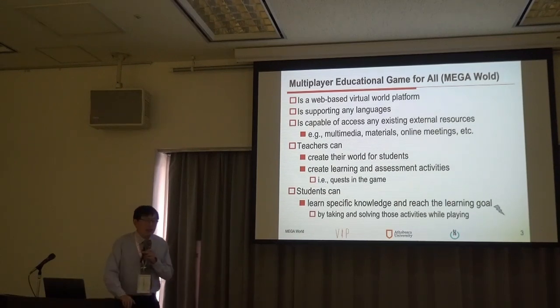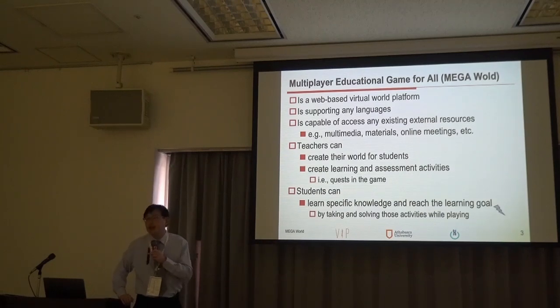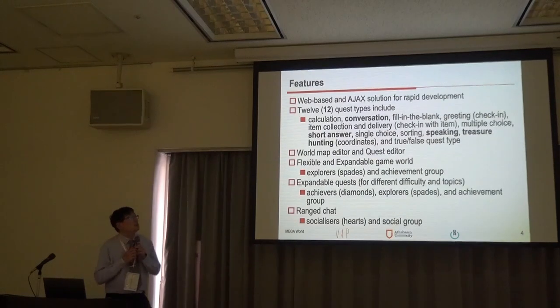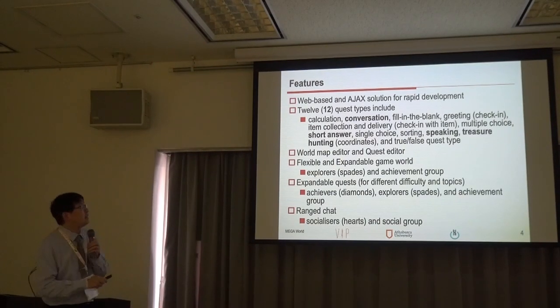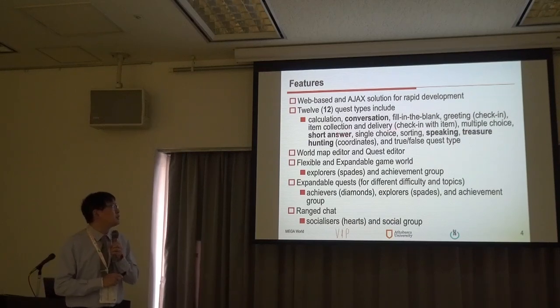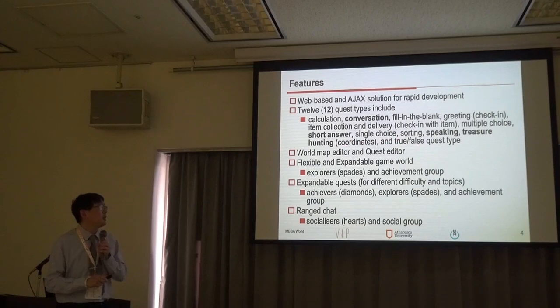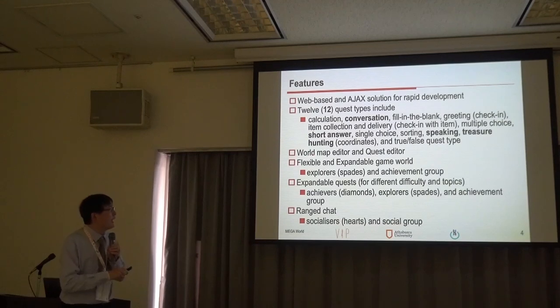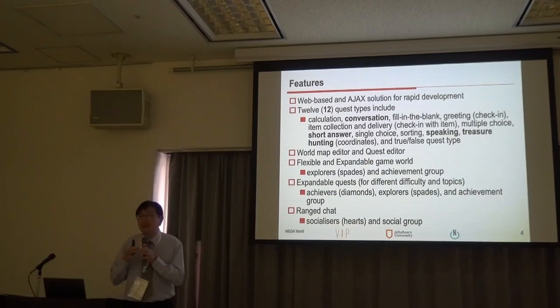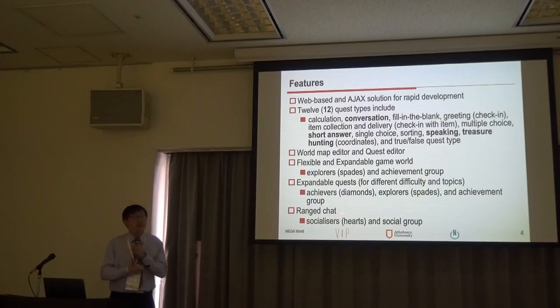Mega Word was proposed in 2009, and until now it has been many years. Right now, the web-based Mega Word supports 12 kinds of learning activities, including calculation, conversation, fill in the blank, greeting, item collection, multiple choice, show answer, single choice, sorting, speaking, trigger hopping, and so on. In this presentation, I will mainly focus on conversation, show answer, speaking, and trigger hopping. Because we want teachers to be able to use it directly, we have a world map editor and a quest editor, and people can expand their world very easily. Because this is a multiplayer educational game, people can also talk in the chat.